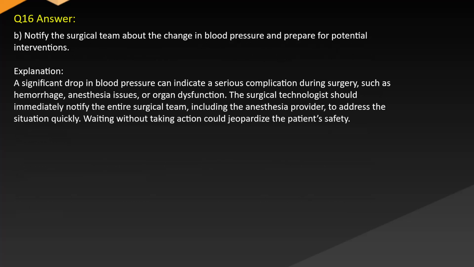Answer. B. Notify the surgical team about the change in blood pressure and prepare for potential interventions. Explanation. A significant drop in blood pressure can indicate a serious complication during surgery, such as hemorrhage, anesthesia issues, or organ dysfunction. The surgical technologist should immediately notify the entire surgical team, including the anesthesia provider, to address the situation quickly. Waiting without taking action jeopardizes the patient's safety.